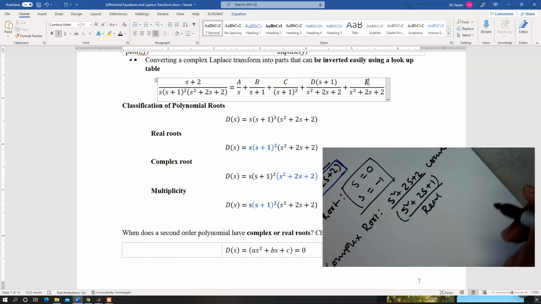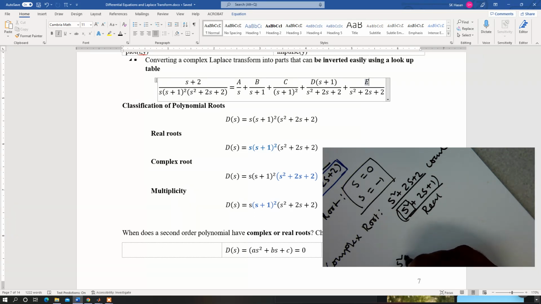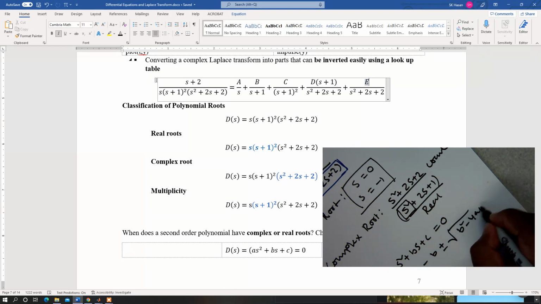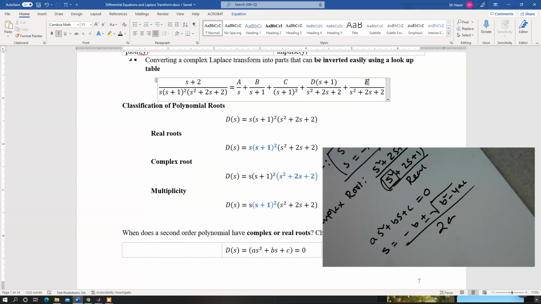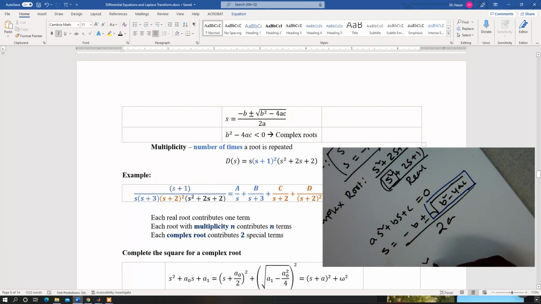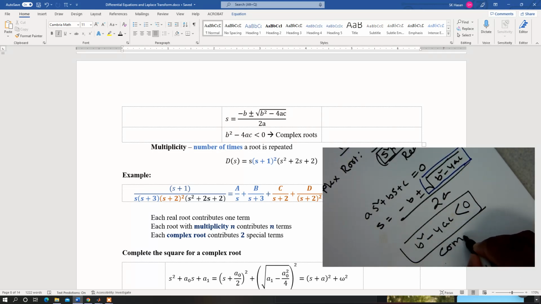Once a second order polynomial is given, how will you understand whether it's a real root or a complex root? The formula is basically how we solve the second order equation. If we have as square plus bs plus c equal 0, then s equals minus b plus or minus the square root of b square minus 4ac, over 2a. Now you tell me when you will get the real root and when you will get the complex root. You will get the complex root only when the expression b square minus 4ac is a negative number. Once this number is less than 0, it will give you the complex root.